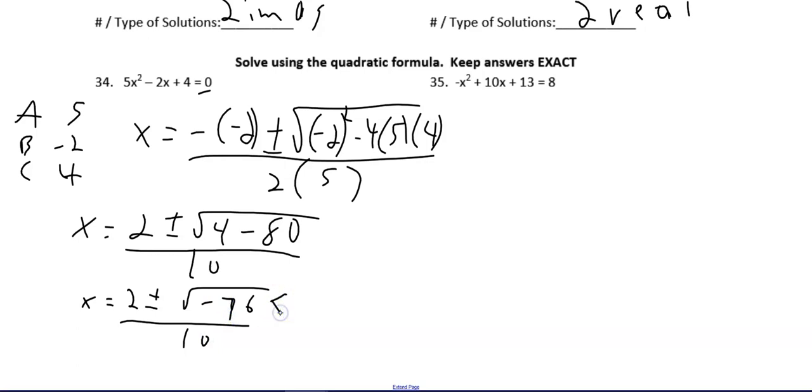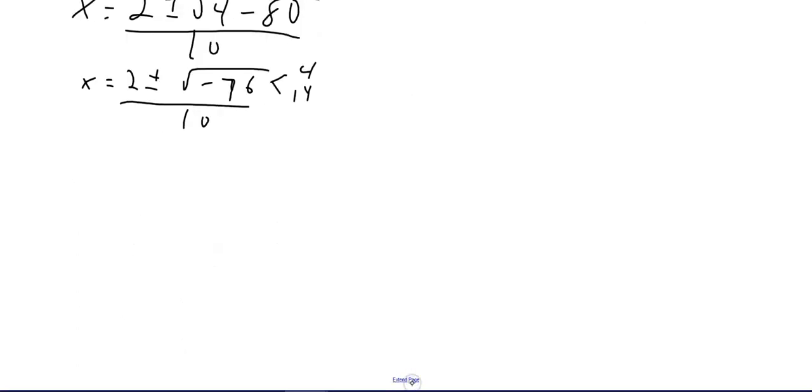That's a 7. So what magic number goes into 16? Just 4 times 14. So that is going to lead me to x equals 2 plus or minus. Now remember, square root of 4 is 2. The negative comes out as an I, and the 14 is stuck inside.